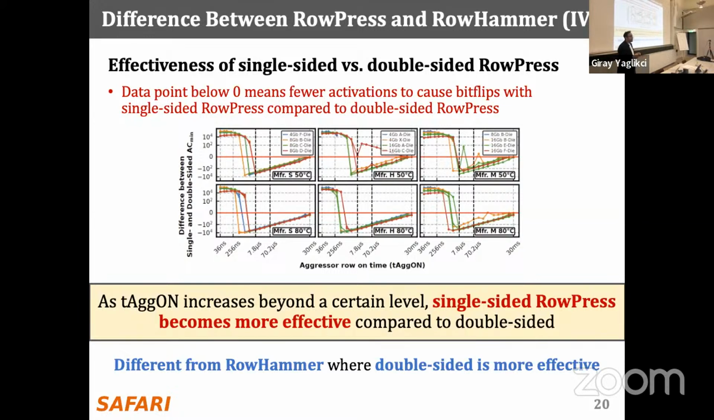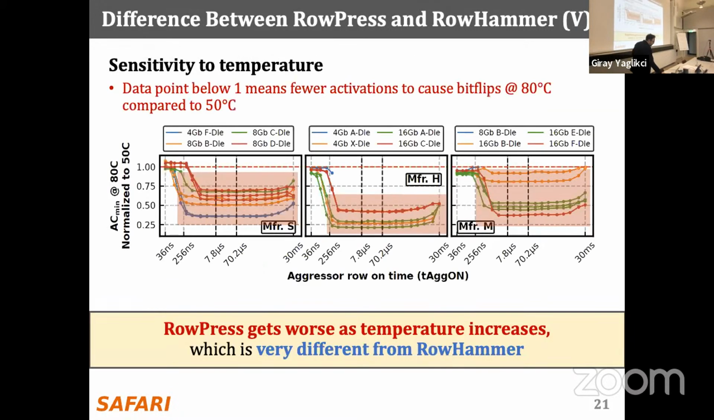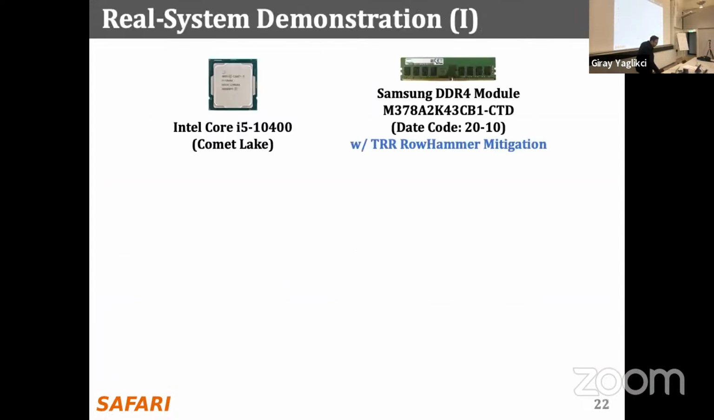In RowHammer, it's a very widely accepted observation that double-sided attacks are way more effective than single-sided attacks. Okay, we already talked about sensitivity to temperature, actually. So I'm just going to skip that. And I'll talk about some real system demonstration.